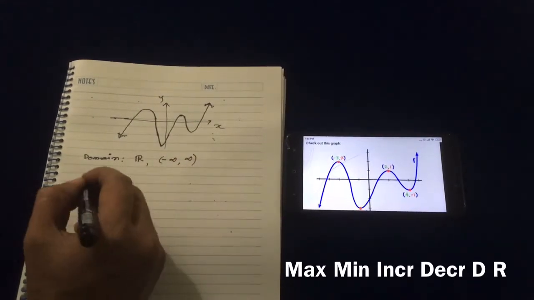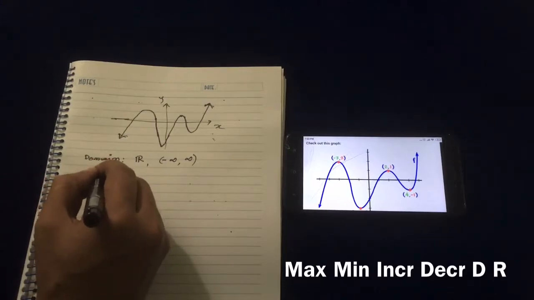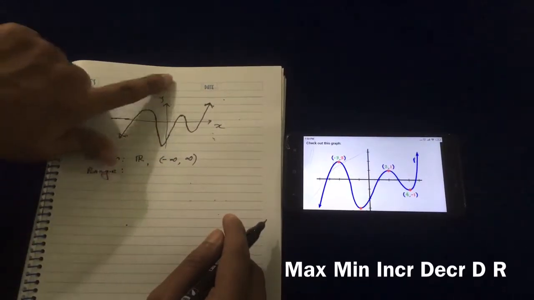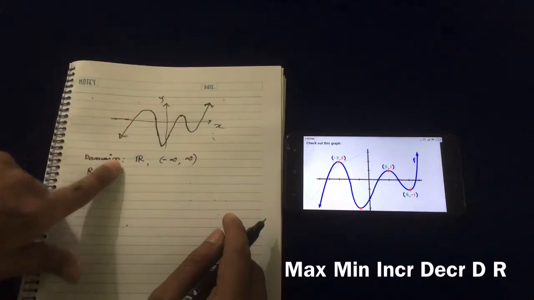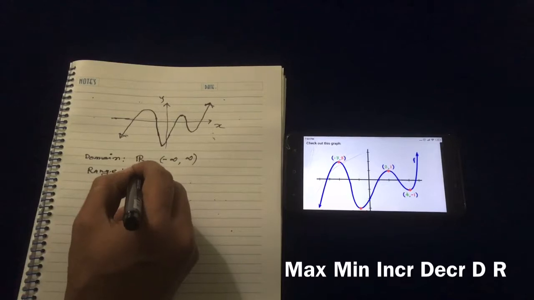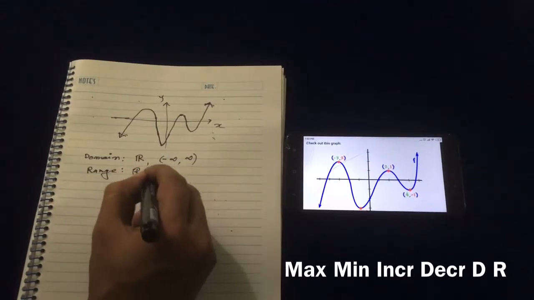Domain. Now what about range? If you look at the y direction, you can see this is going down forever and this is going up also forever. That means for this function, range is also all real numbers.